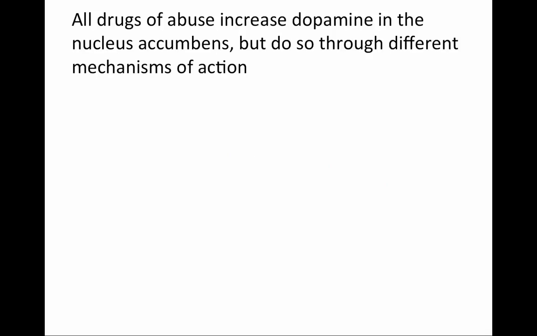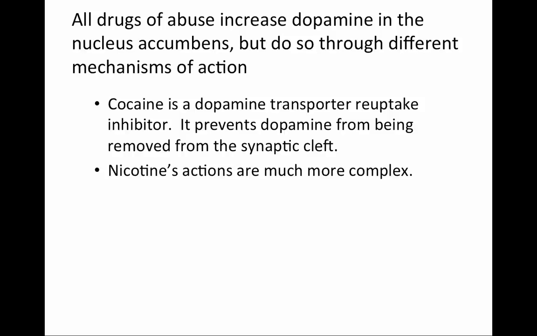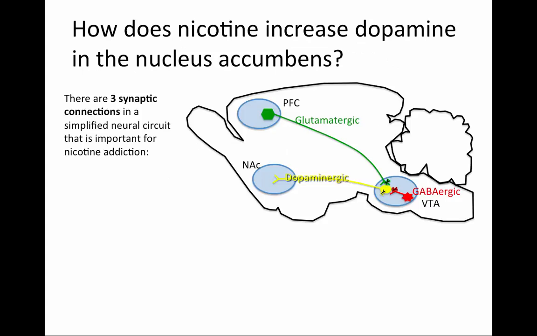First of all, drugs of abuse increase dopamine levels in the nucleus accumbens, but do so through different mechanisms of action. The nucleus accumbens is an important part of the brain reward system. Some drugs, such as cocaine, increase dopamine through relatively straightforward methods, such as inhibiting dopamine reuptake, causing increased dopamine levels in the synapse. Nicotine acts on nicotinic acetylcholine receptors, which modulate neurotransmission, and thus its actions are much more complex. Let's take a look at how nicotine increases dopamine release in the nucleus accumbens.